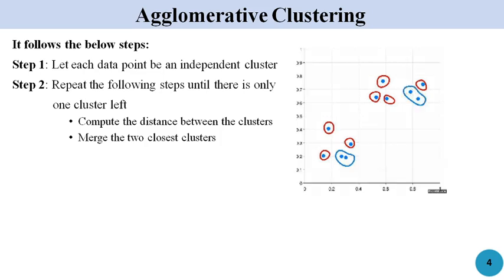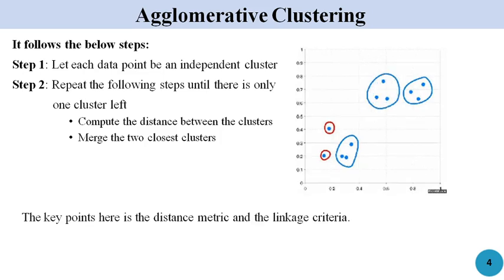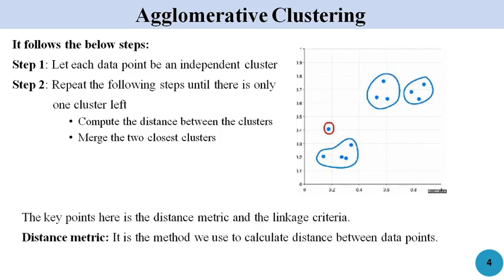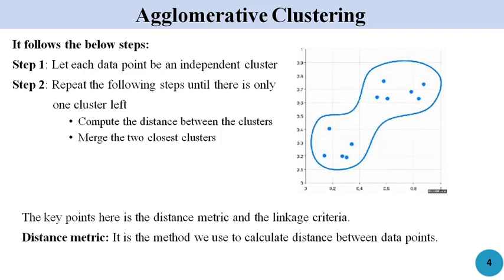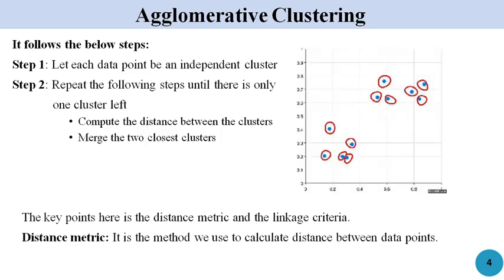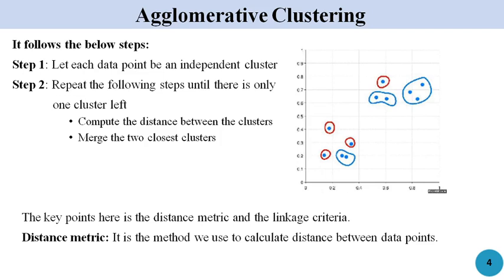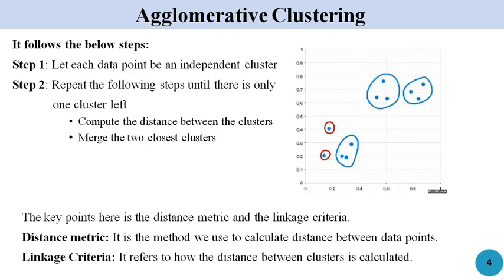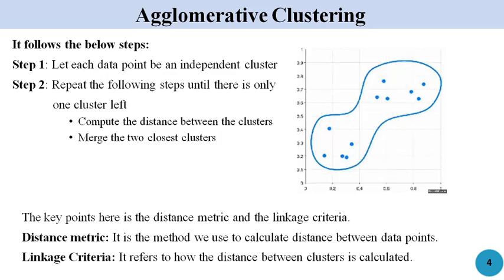The two main key points that we need to consider here are the distance metric and the linkage criteria. The distance metric indicates the method that we use to calculate the distance between the data points. It can be either the Euclidean distance, Manhattan distance, cosine distance, or any possible distance measure, whereas the linkage criteria is used to refer to how the distance between the clusters is calculated.